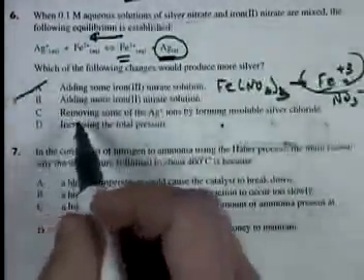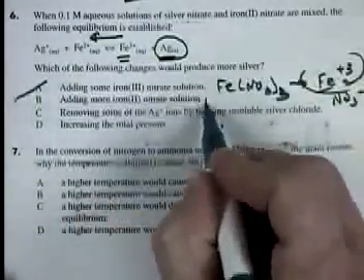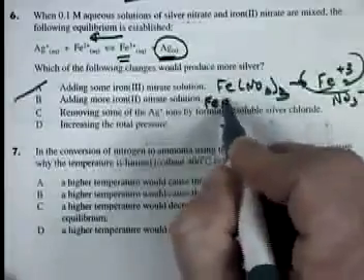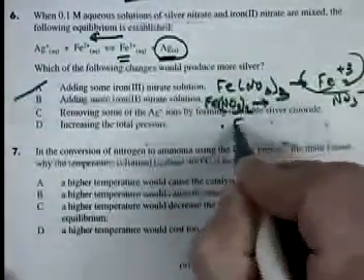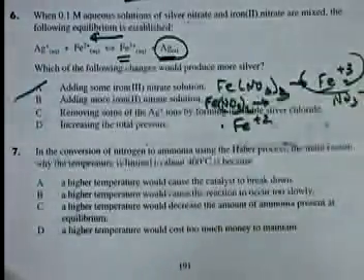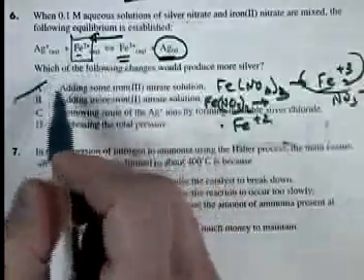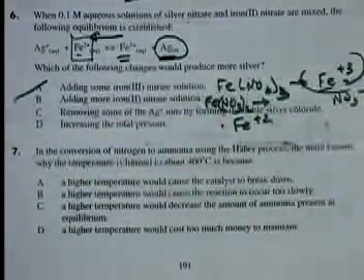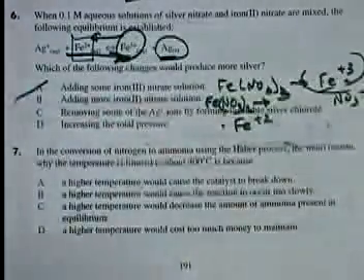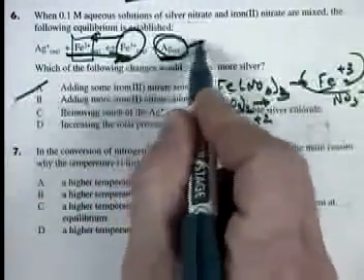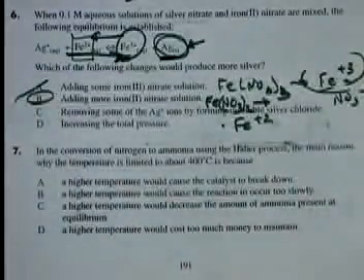Letter B, adding more iron 2 nitrate solution. Well, now you're adding some Fe(NO3)2, which when it dissociates gives you some Fe+2. Hey, what's this stuff right here, Fe+2? If I increase the concentration of this, which way should the equilibrium shift? Well, it should shift to the right, correct? And it should give me more Fe+3 and more silver. Hey, that's the thing I'm looking for, so B is definitely a good possibility.